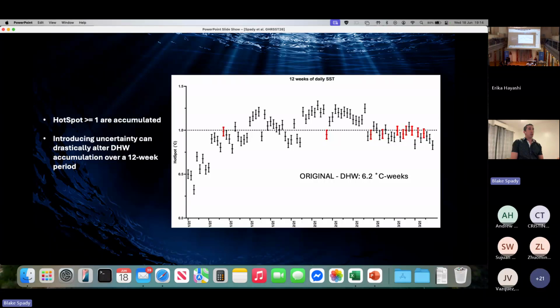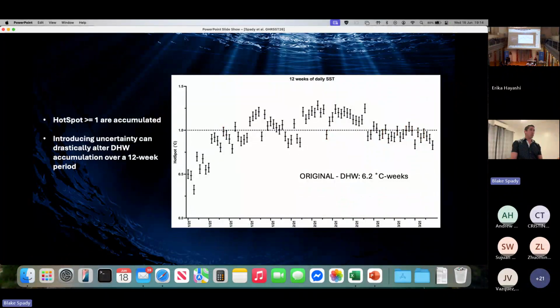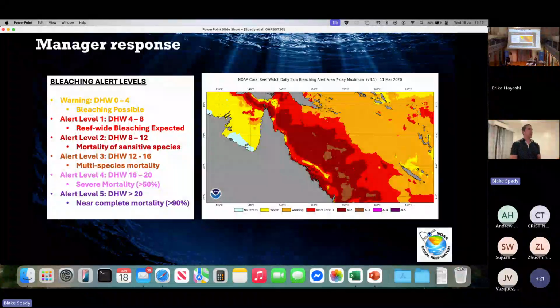And if we recalculate our DHW with that in mind, it could be as high as 8 degree heating weeks, while it was formerly 6 degree heating weeks. And on the inverse, we could look at those that are now crossing under that line, and we take them out of the accumulation, and that DHW goes from, again, 6 down to just 4 degree heating weeks. So this all feeds back into our alert levels.